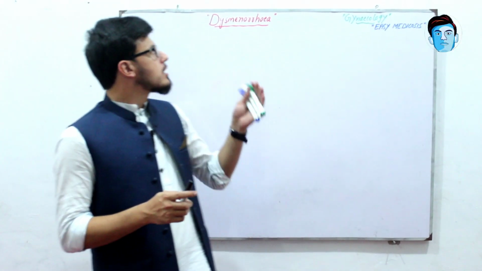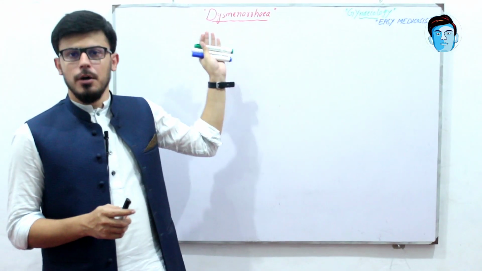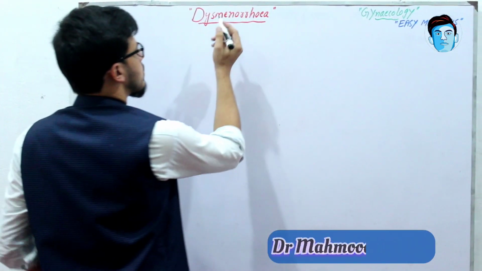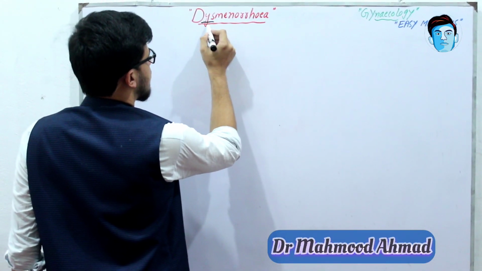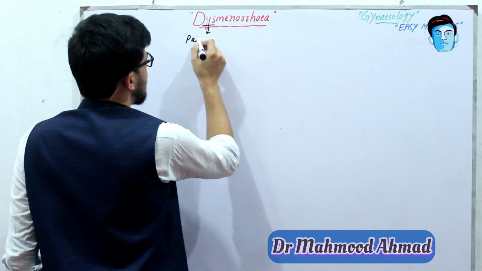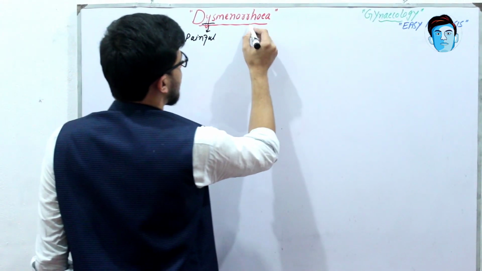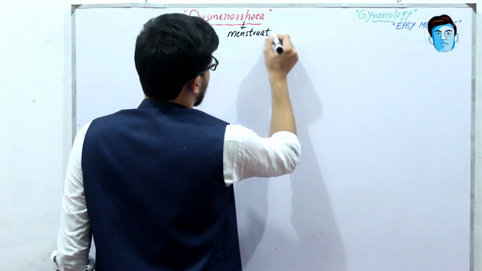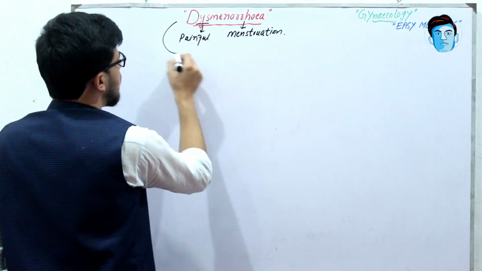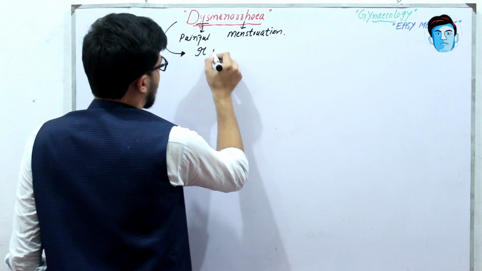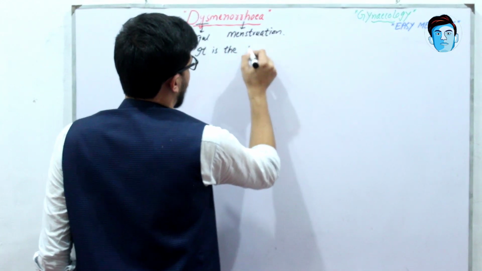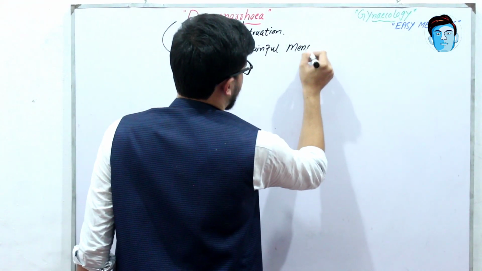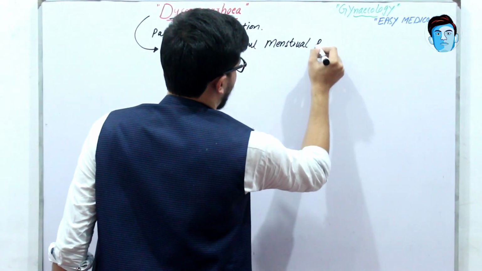So whenever you come across a word with a dys, it stands for painful, while menorrhea stands for menstruation. So dysmenorrhea consists of two words, dys, which means painful, and menorrhea, which means menstruation. So what is dysmenorrhea? It is the painful menstruation. It is the painful menstrual periods.